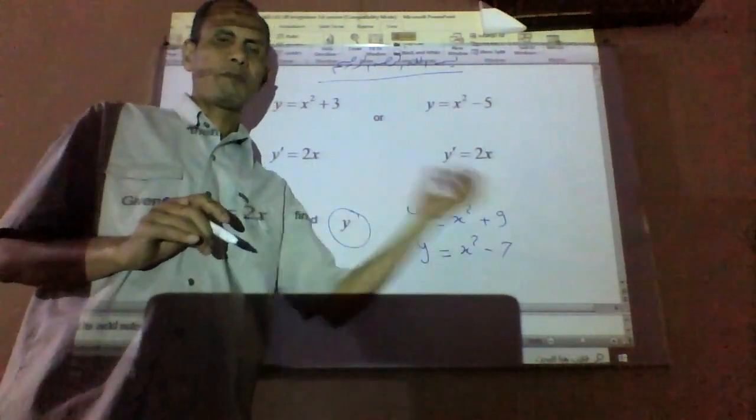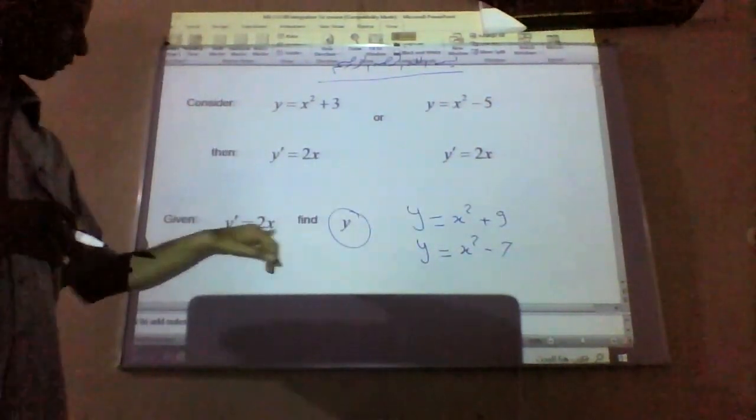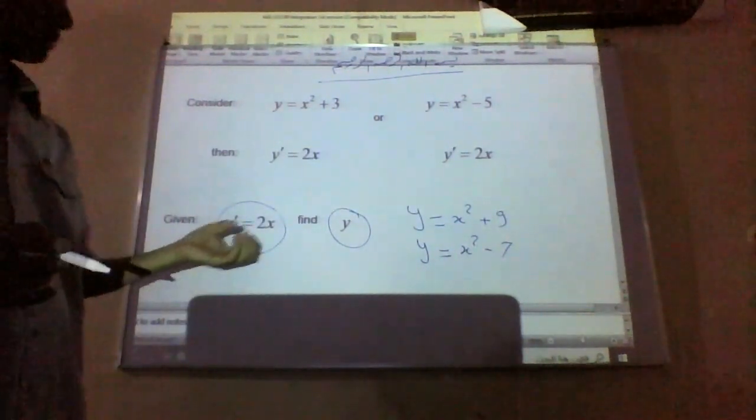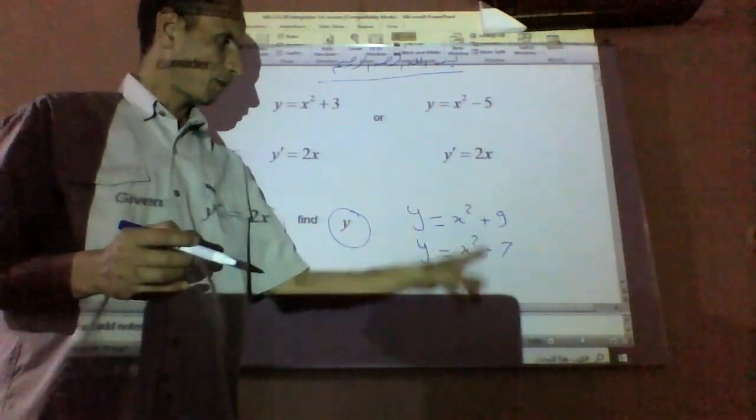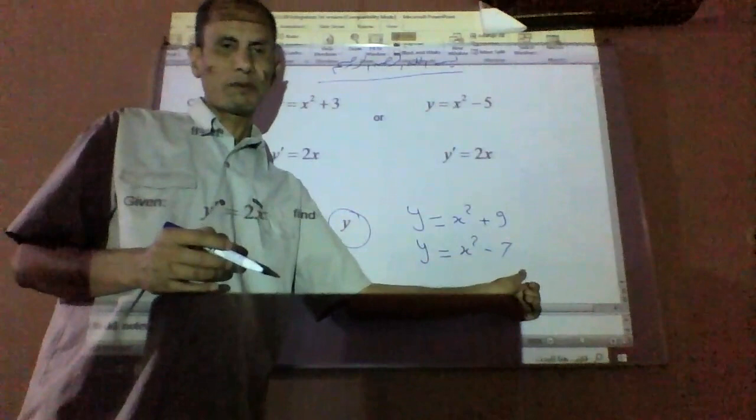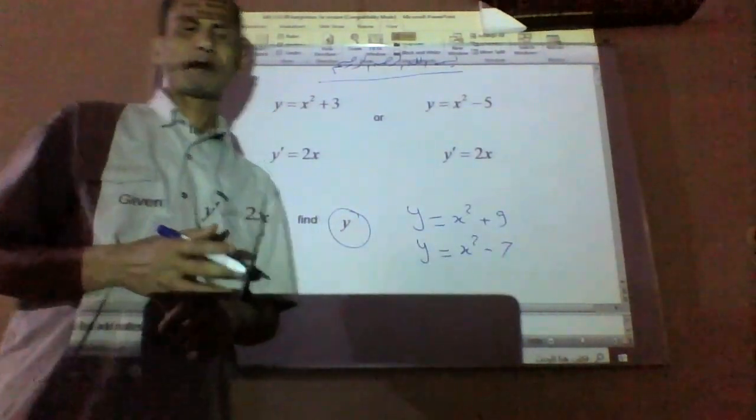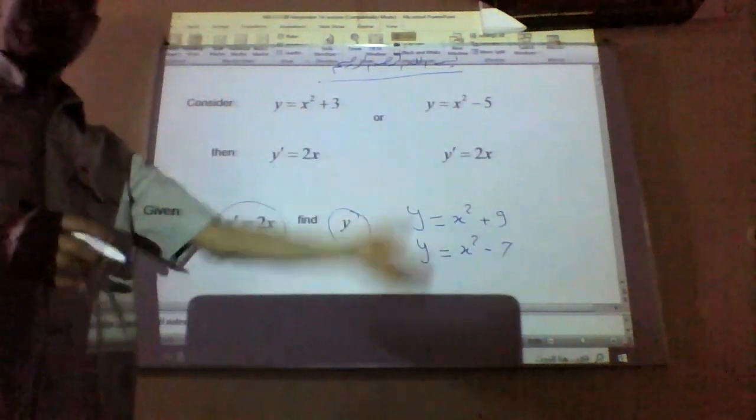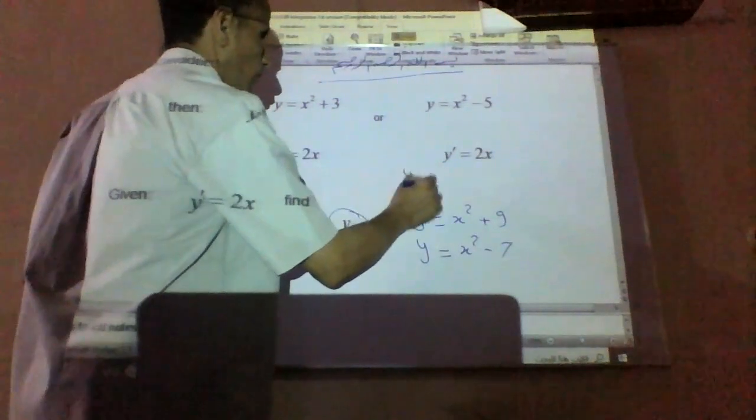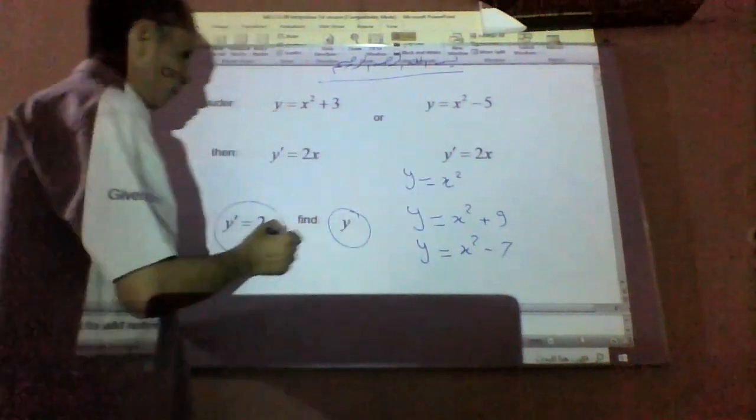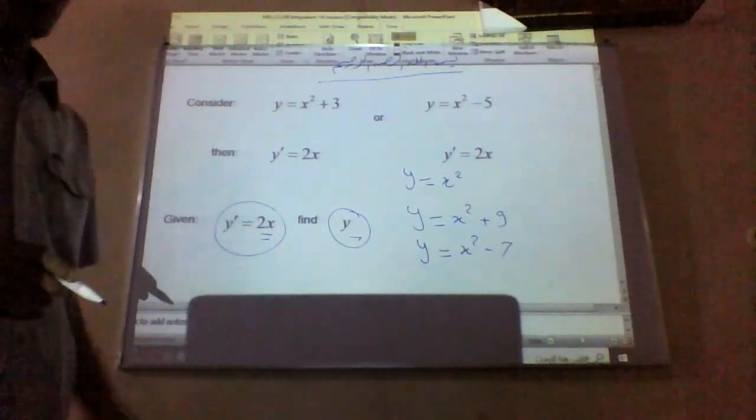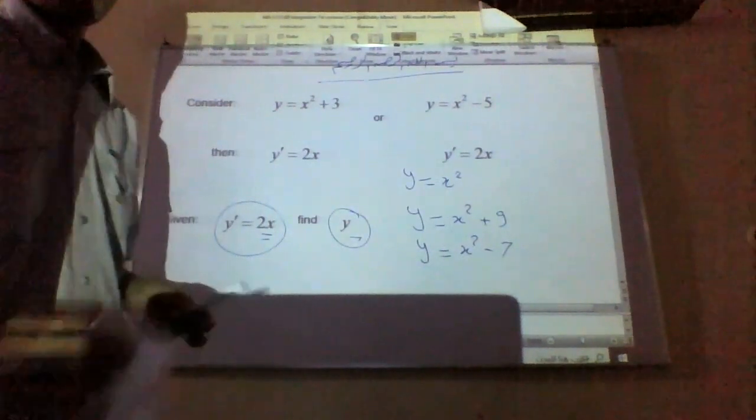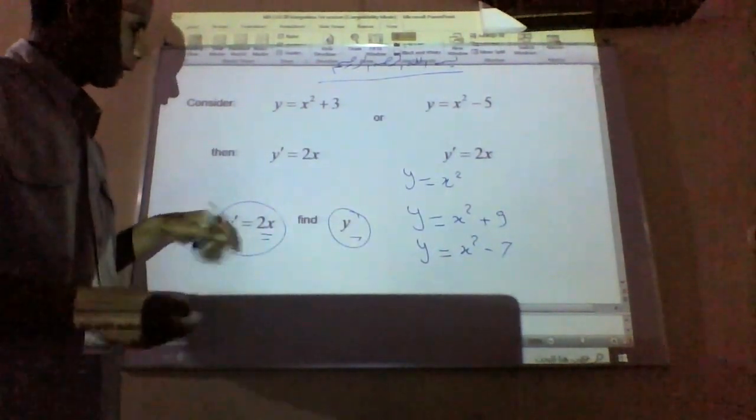So we have many functions that have the same first derivative, which is equal to x. All of them have the first term x power 2, and another term is a constant number. This constant number may be 9, -7, -5, 3, maybe 0. y equal x power 2, its first derivative is 2x. Okay. So we have a family of functions. Their first derivative is 2x.